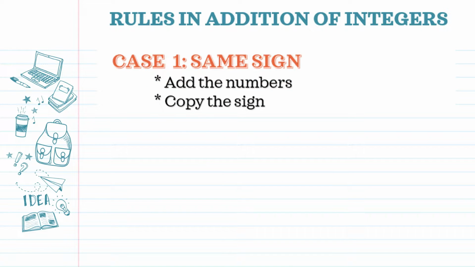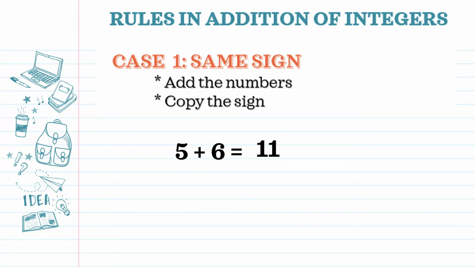For case number 1, same sign. Let's say for example we have positive 5 added by positive 6. The first step in this case is to add the numbers first. So we have 5 plus 6, that will give us an answer of 11. And since they are both positive, the answer will also have a positive sign. Always remember, a positive integer can have a positive sign or plus sign before the number or not. And still it will be the same as a positive integer.